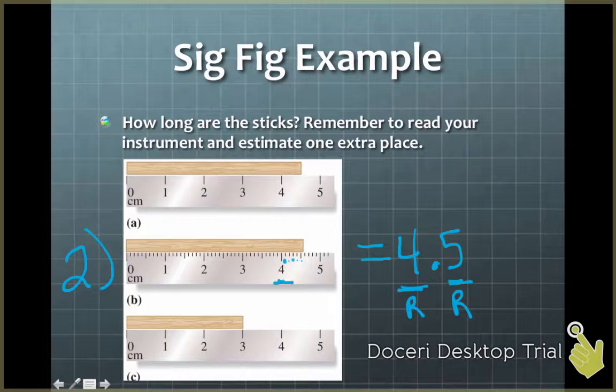And if we look, the stick is not exactly on the 5, and it's also not exactly on the 6. So we're going to estimate one more, and to me, that looks like it's right smack dab in between. So when you're communicating this data to me, you would write 4.55. This one is estimated.